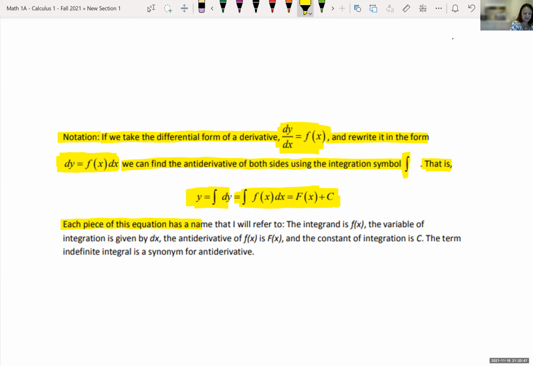So each piece of this equation has a name that I'll refer to. What we're taking the integral of, this f of x function, is called the integrand. The variable that we're taking the antiderivative with respect to has to do with this dx. So this tells me that I'm going to integrate with respect to x.